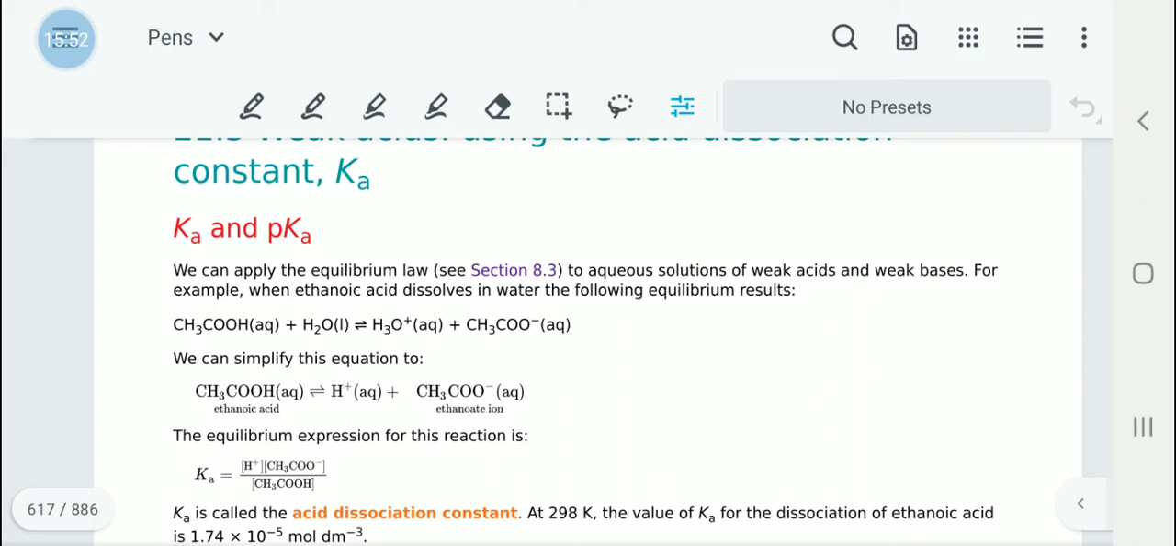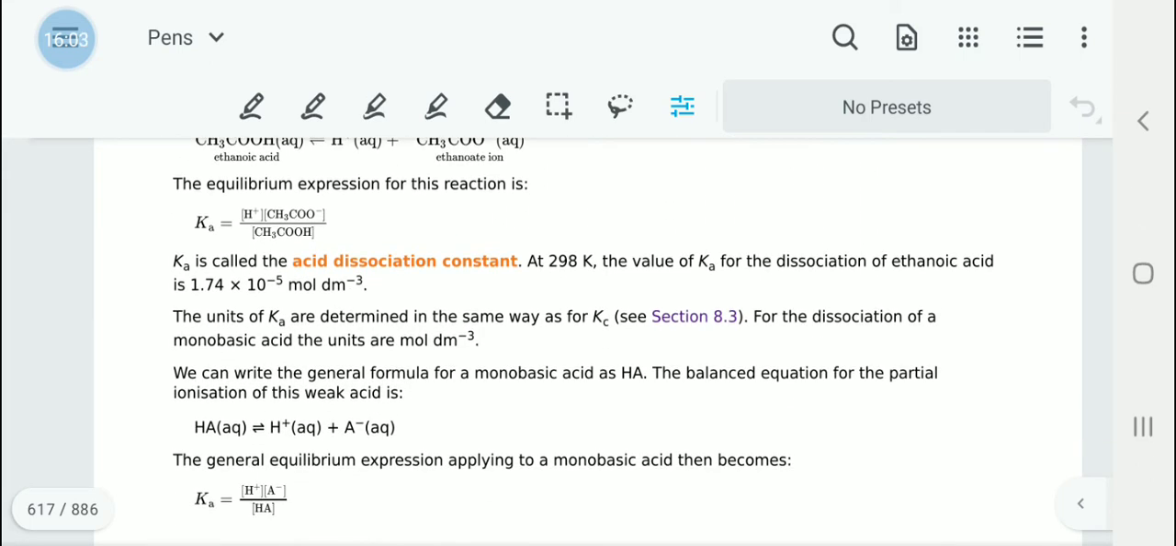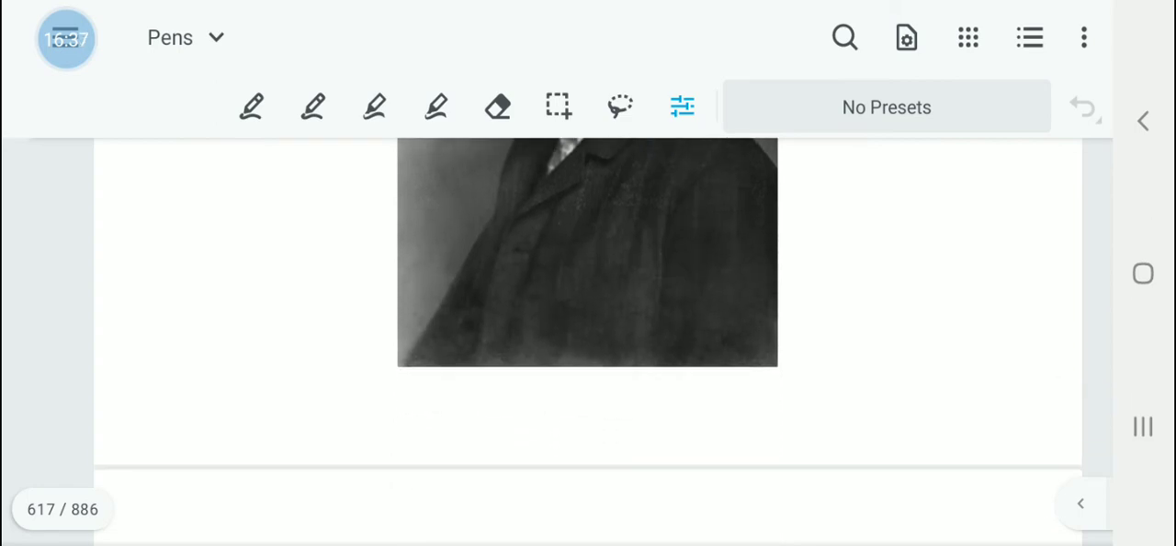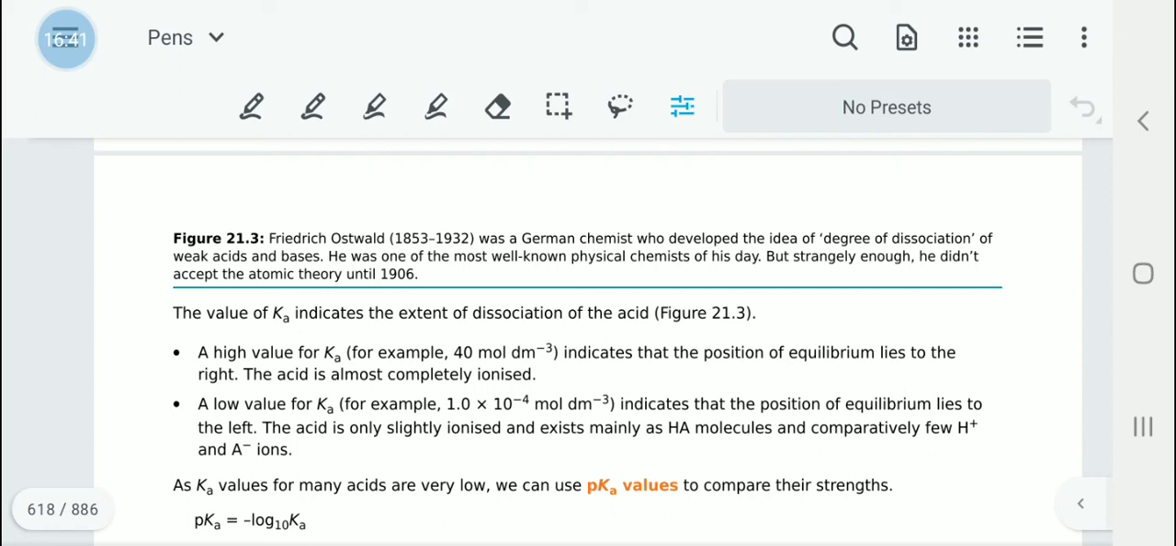Then equilibrium expression: Ka equals H plus ion concentration in square brackets times CH3COO minus ion concentration divided by CH3COOH concentration. Ka is the acid dissociation constant, and for ethanoic acid it has a value of 1.74 times 10 to the power negative 5 mole per cubic decimeter. General formula: HA aqueous, reversible sign, H plus aqueous plus A minus aqueous. Therefore, Ka equals H plus ion concentration times A minus ion concentration divided by HA concentration. For monobasic acids, Ka would have mole per cubic decimeter units.